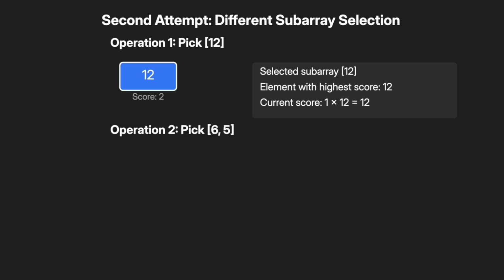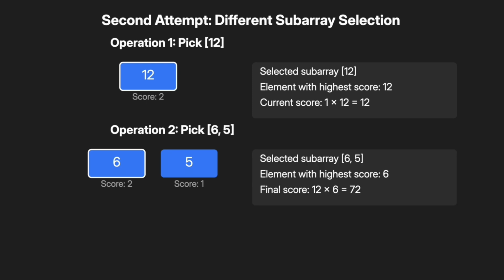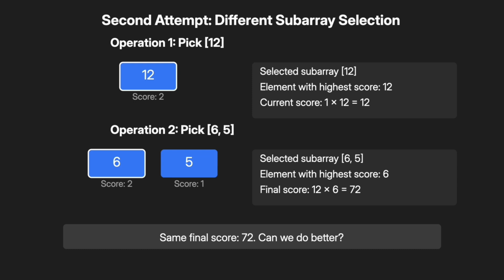For our second operation, we'll pick the subarray 6, 5. Here, 6 has the highest prime score of 2. This makes our final score 12 times 6, which equals 72. Interestingly, we end up with the same final score of 72 as our first attempt. But is this the best we can do? Let's try one more approach.